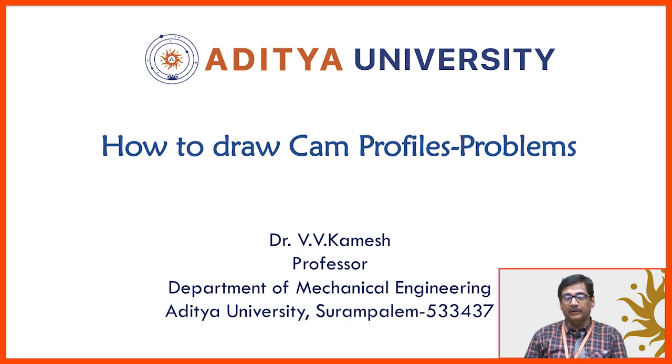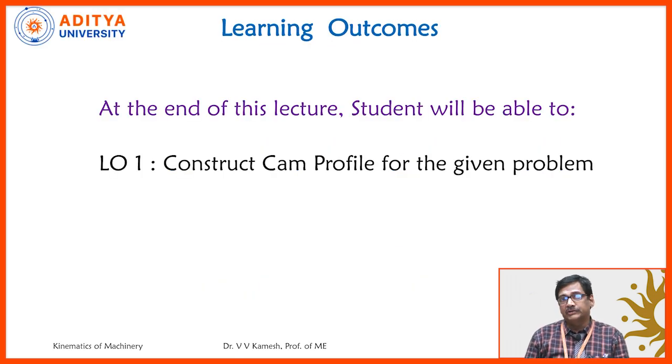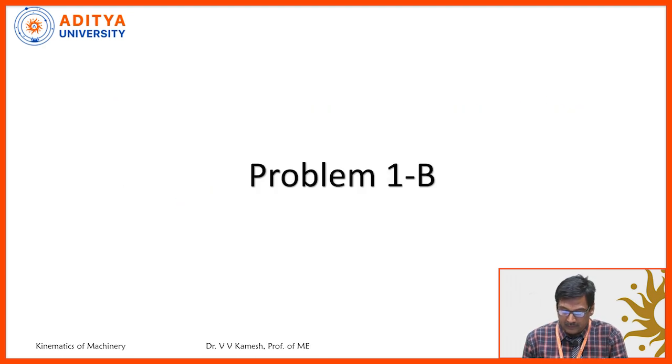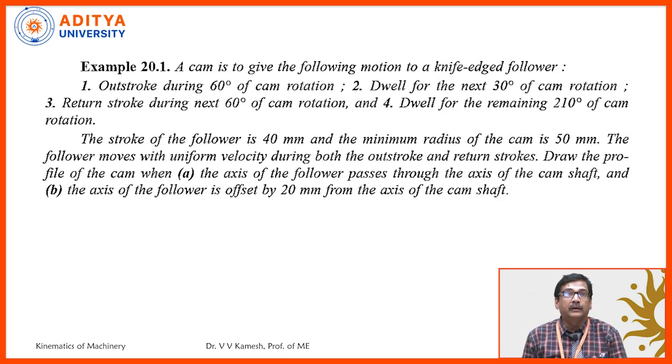In this lecture, we will continue our discussion for drawing the cam profiles with different problem conditions. This is an extension to the problem we already considered for part A. Construct the cam profile for the given problem. This is 1B. What is this 1B actually? These are the conditions for the cam: 60 degrees rise, dwell for 30 degrees, 60 degrees for the return, and the remaining part at 210 degrees is the dwell.